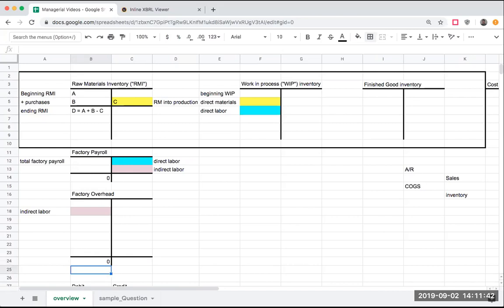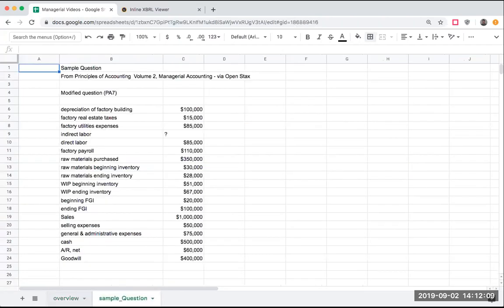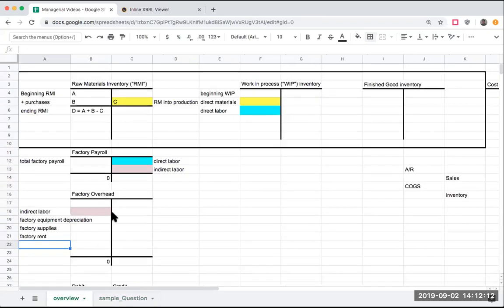So what goes into factory overhead? Well, I have indirect labor. It could be factory equipment depreciation. It could also be factory supplies. What's another good one? Factory rent. So if you see something with the word factory, it's going to go into factory overhead. And for those of you who have jumped ahead to a future chapter, this would also include indirect materials, similar to indirect labor.